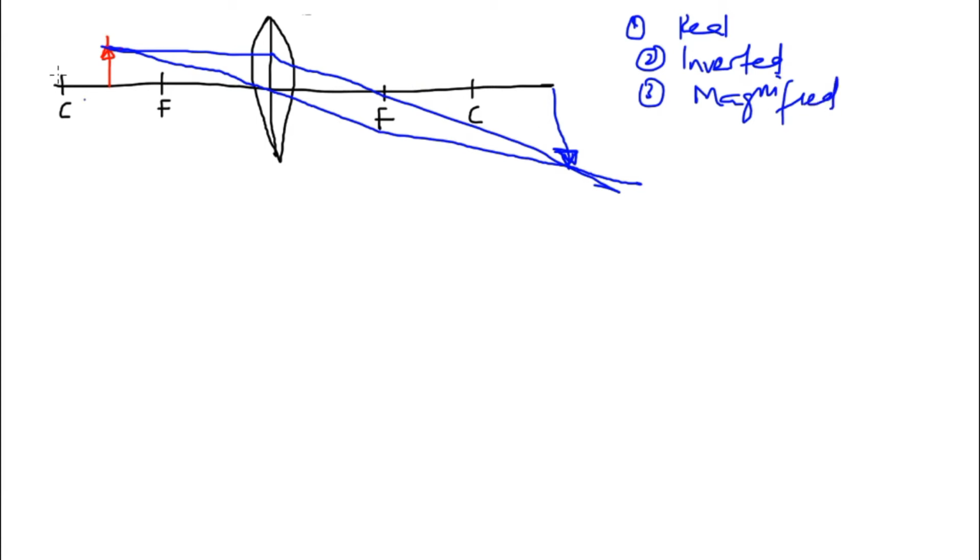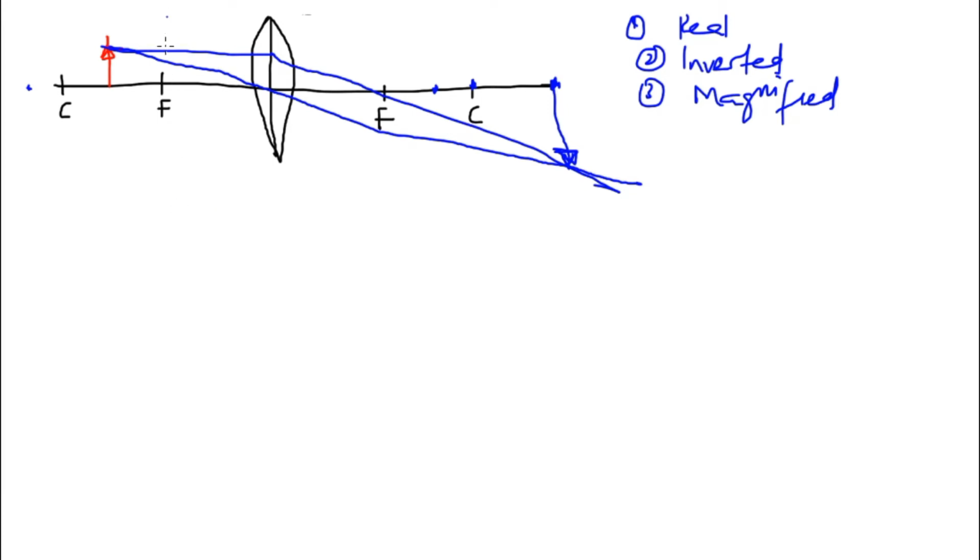So the first position that we put it, that is beyond C, we got an image at this point. The second one, we got an image at this point. So this actually gave us an image at this point now. So it's like sequential. So when it is here, it is diminished. When it is here, same size, and now it is magnified. So now let's see the next position.